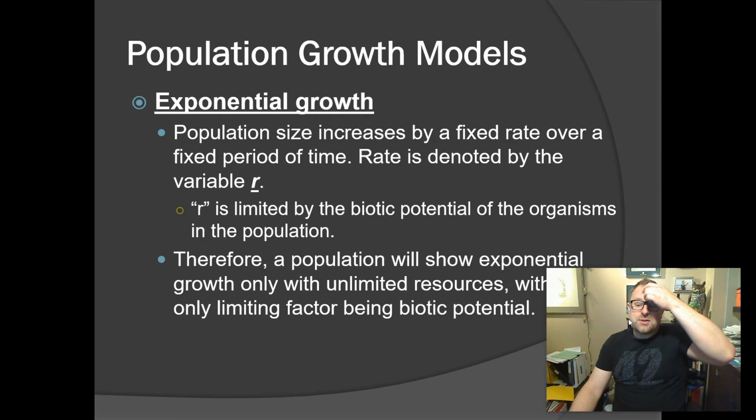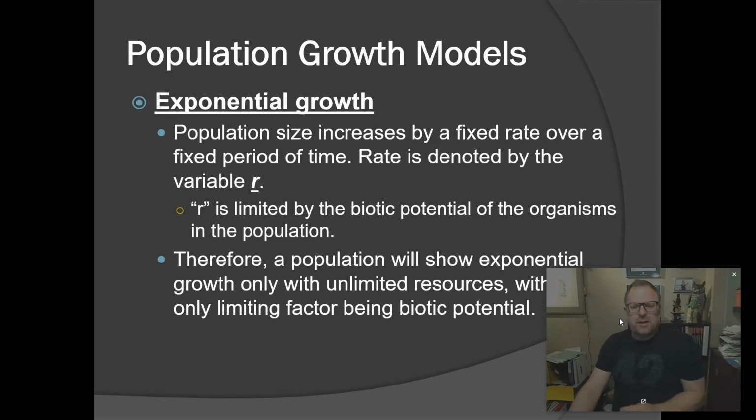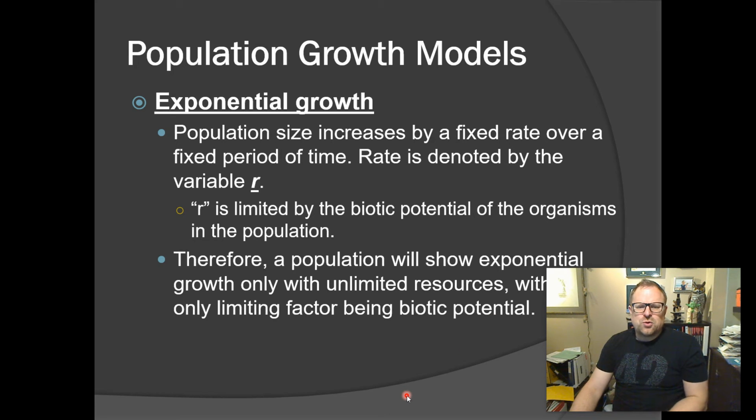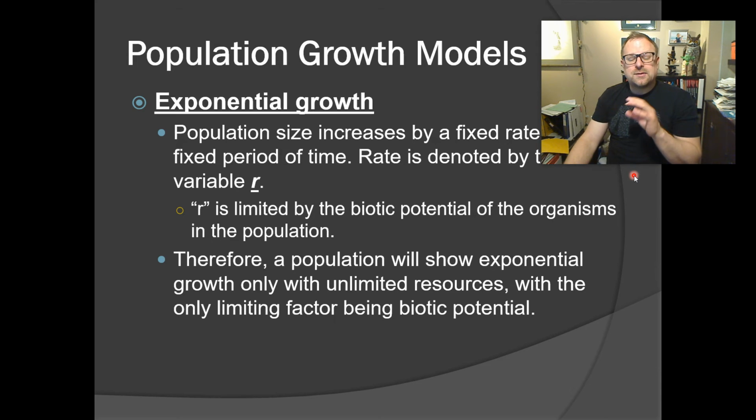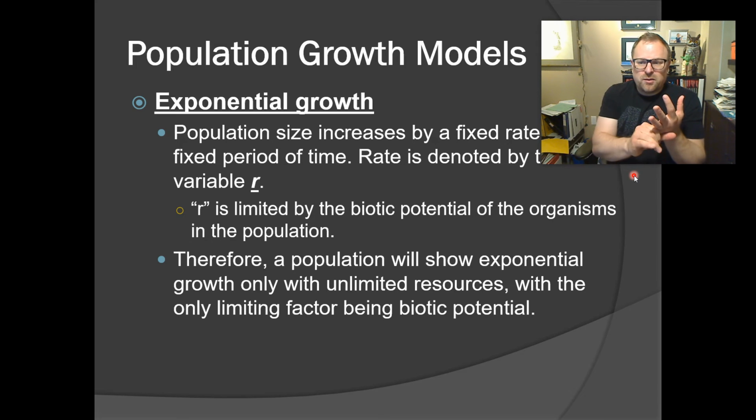And we're going to use two terms: exponential or logistic growth. Exponential growth is a population size that is increasing by a fixed rate over a fixed period of time, and it's usually denoted by the variable r. And r is limited only by the biotic potentials of the organisms in the population. Remember, biotic potential is things like how many offspring per round of breeding, how frequently do they breed, all of those kinds of factors.